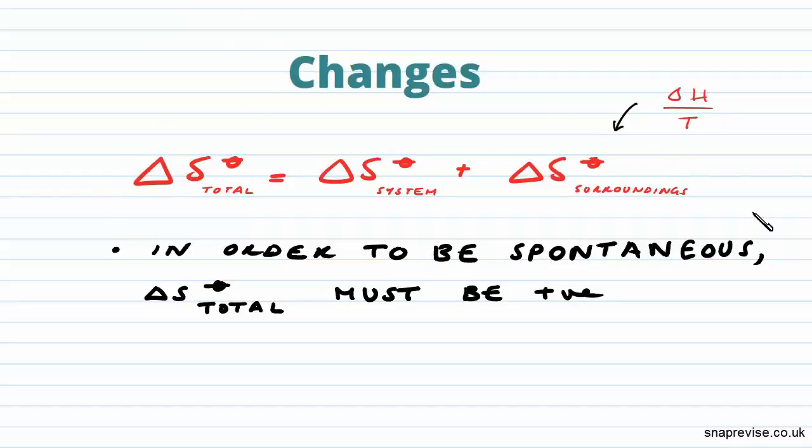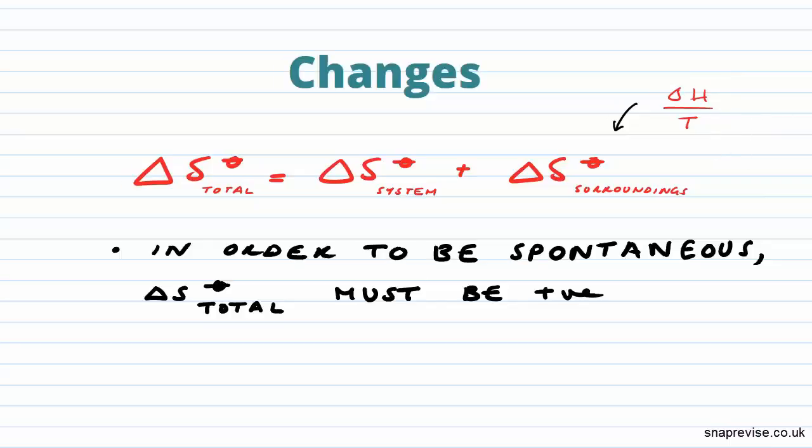Changes in entropy. Well, you'll be familiar with this equation here. In our previous video on entropy, we discussed how the total entropy can be calculated by looking at the entropy change of the system and adding that to the entropy change of the surroundings. And we discussed how the entropy change of the system is the difference between the entropy in the products and the reactants. Well, the entropy change of surroundings can be calculated by doing delta H over T, where delta H you'll recognise as the enthalpy change and T is temperature in Kelvin.